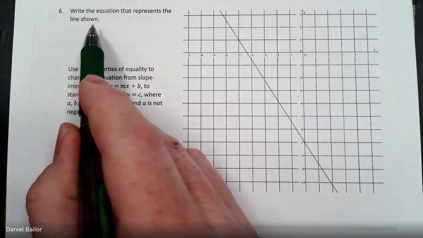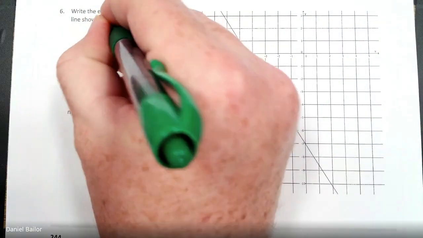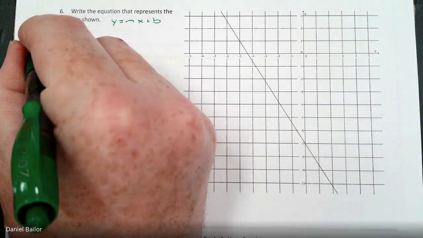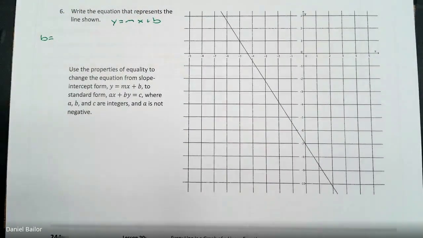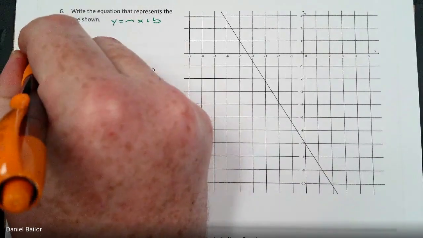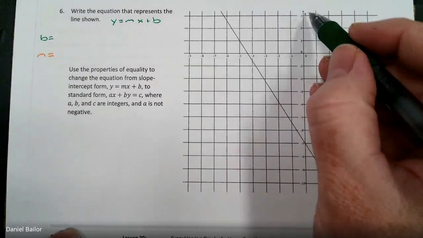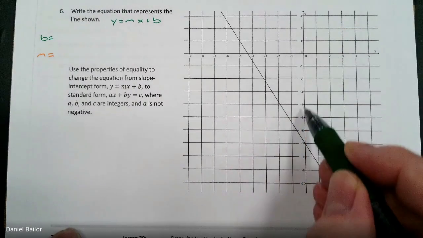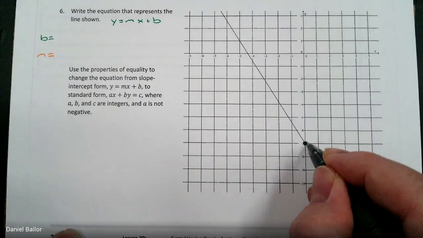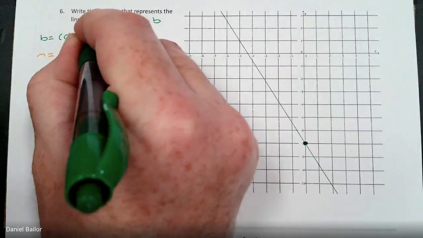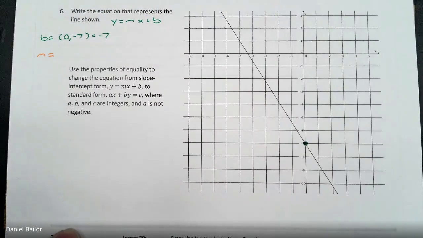So number 6, write the equation in slope-intercept form. So we want y equals mx plus b. To get that, we need step 1, find b, the y-intercept. Step 2, find m, the slope. So let's find the y-intercept first. Here's y. Where does the line hit? It's right here. And reading the graph, that is (0, negative 7), so b is negative 7.